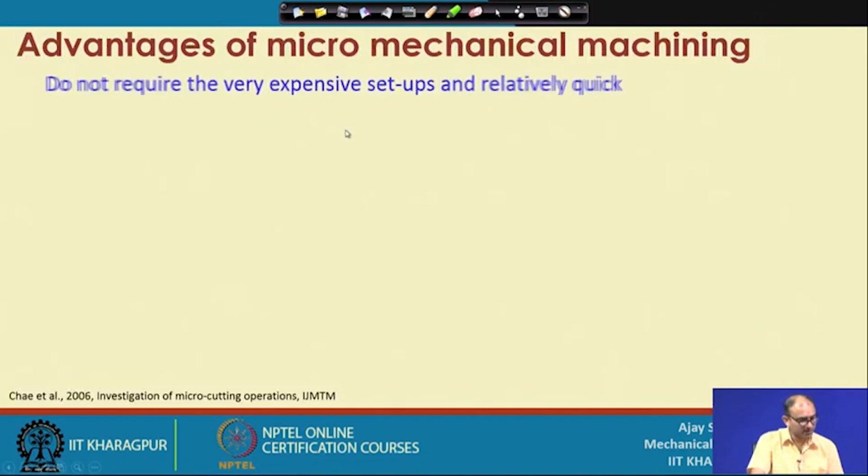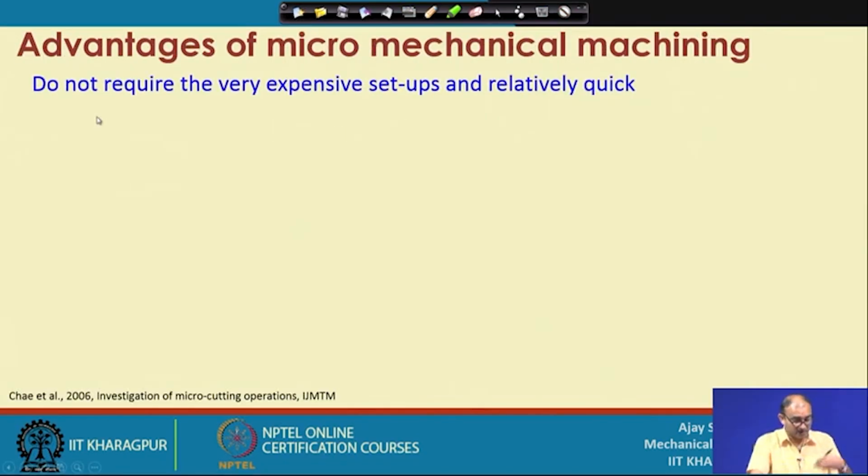So, what are the advantages of this particular thing, after comparing micro machining and macro machining? We can find out what the ways are. The good thing is that it does not require expensive setups and is relatively quick, because it is just a scale down of conventional machining. We know how to do turning and milling operations, and the same operations apply here, but we have to look into more detail.